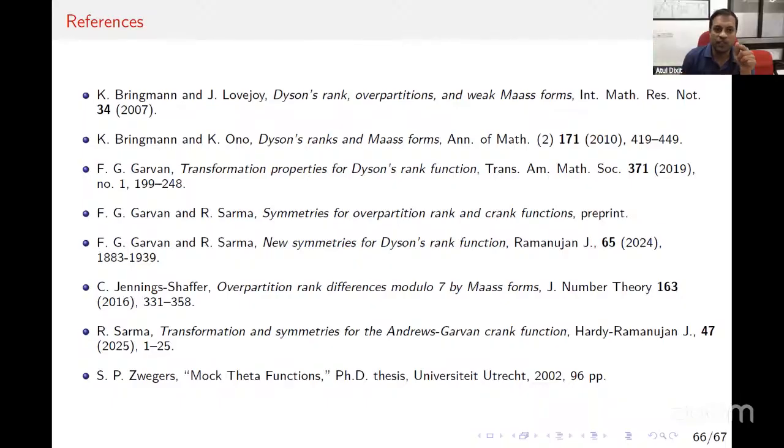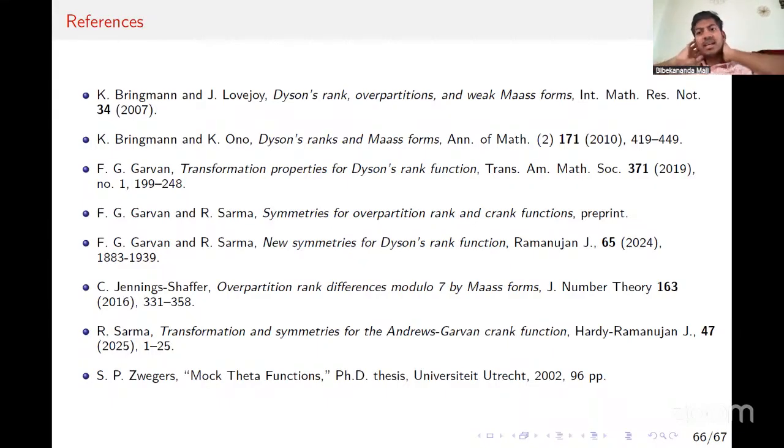I think the foundational work of that is by Garvan, Kim, and Stanton in Inventiones, but that gives the rank statistic. I don't know the modularity thing, whether anybody has studied it. Yeah, no, I don't know about it either. Because that's also a natural question, as we are studying this Dyson rank, the rank generating function and the modularity of the rank generating function.